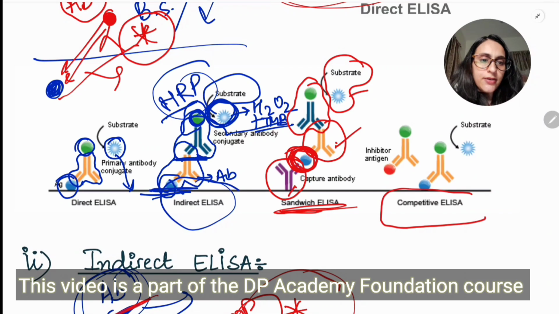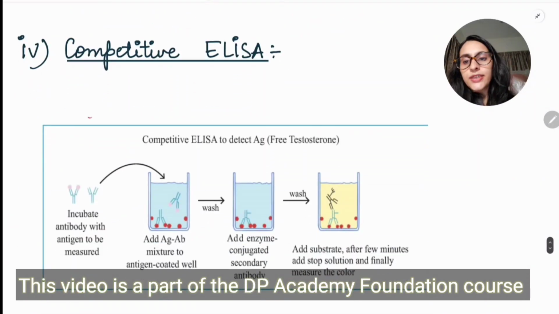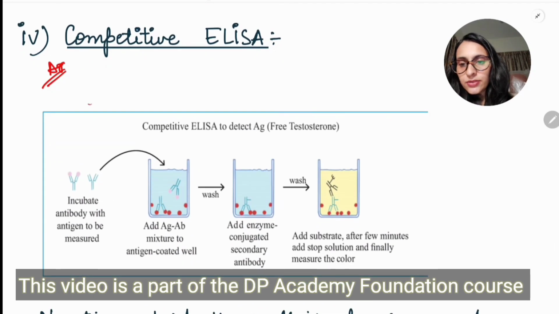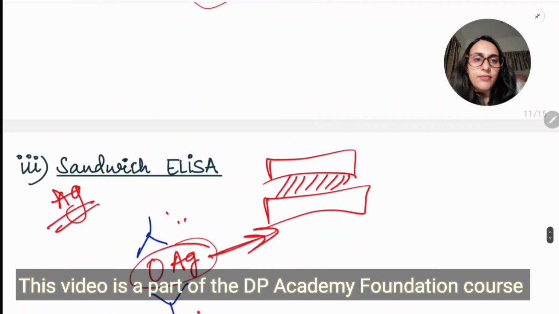Now coming to the competitive ELISA, here there is a competition. You can see it is competing. And this is, again, for antigen detection. In this, we take the antigen and react it with antibody outside. Before putting it in the ELISA well of the tray, we react both the antigen and antibody outside. So first we have an antigen-antibody complex that is coming from the outside. Then another antigen-antibody complex reacts in the well of the ELISA tray. So this is competitive ELISA.